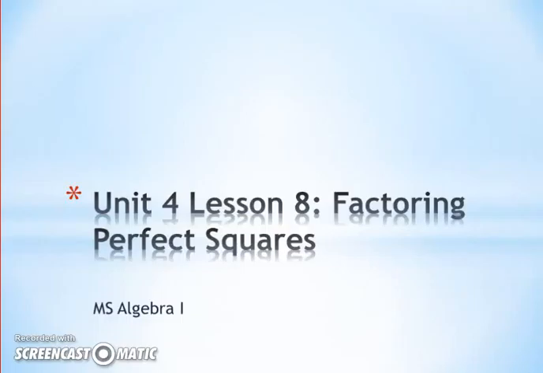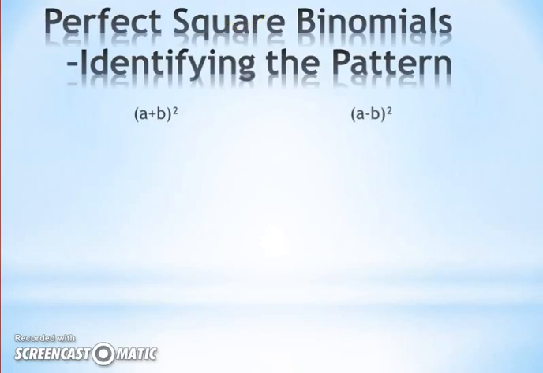Hello everybody, this lesson is on factoring perfect squares. So, perfect square binomials we've talked about. In order to identify the pattern that these perfect square binomials have, we could actually multiply these out using the FOIL method. So first term times the first term, outside term times the outside term, inside times the inside, and last times the last. And we can do that to see this pattern.